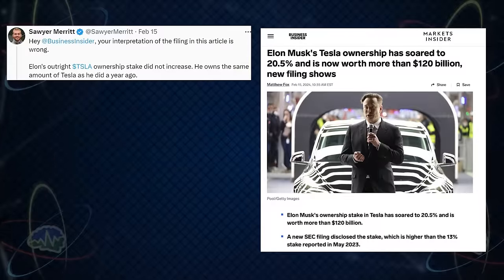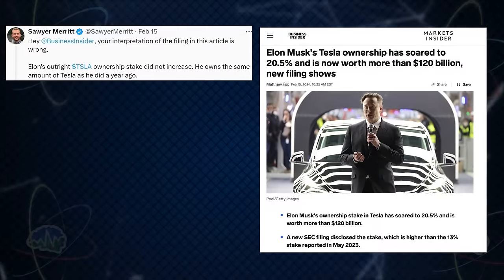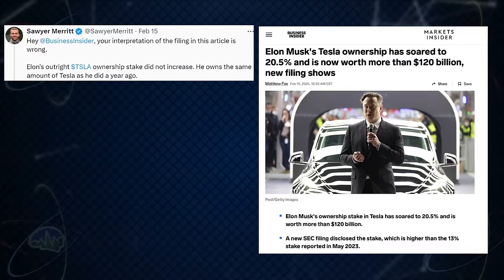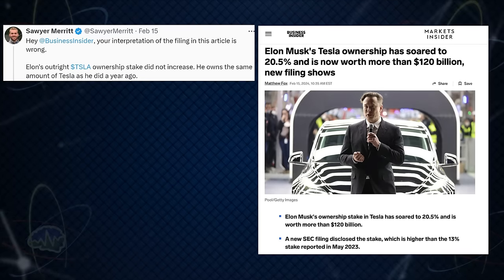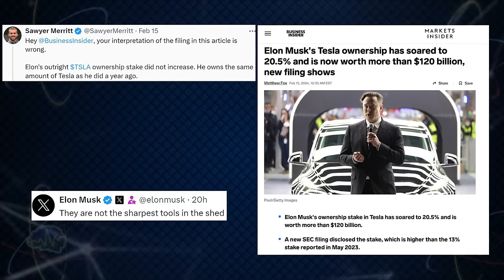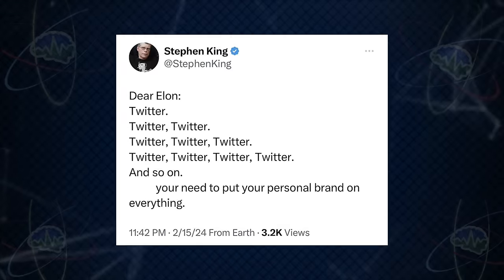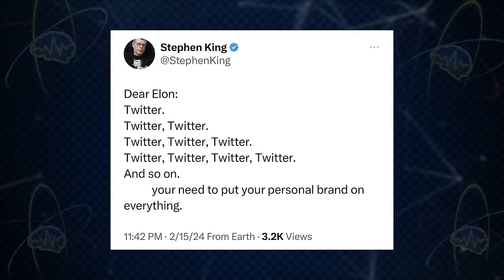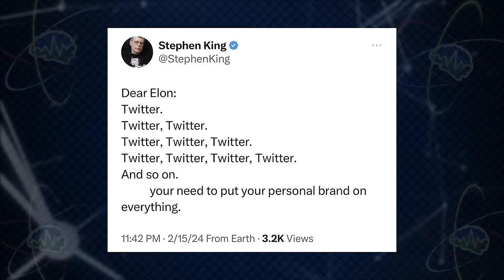Sawyer Merritt said, hey, Business Insider, your interpretation of the filing in this article is wrong. Elon's outright Tesla ownership stake did not increase. He owns the same amount of Tesla as he did a year ago. Elon said, they're not the sharpest tools in the shed. Stephen King says, Dear Elon, Twitter, Twitter, Twitter, and so on. F*** your need to put your personal brand on everything.